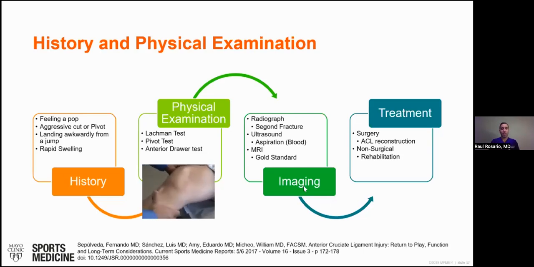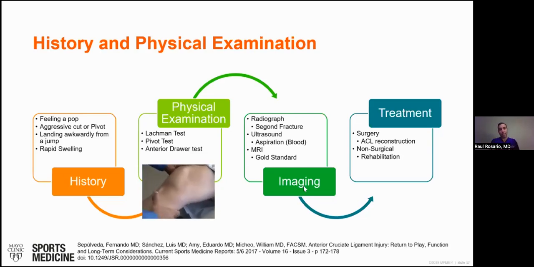Physical examination, apart from inspection and range of motion, all those things, the special maneuvers are the Lachman test, which is the most sensitive one. And that's a board question, by the way, that comes up in the PM&R boards.